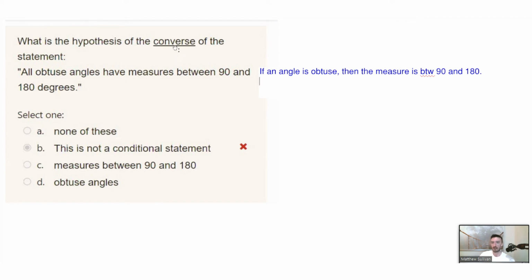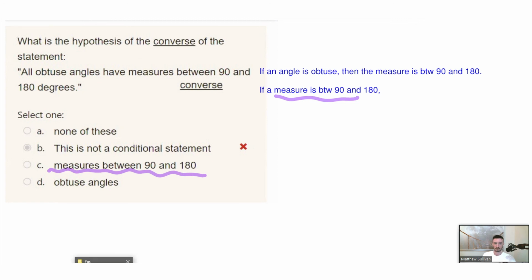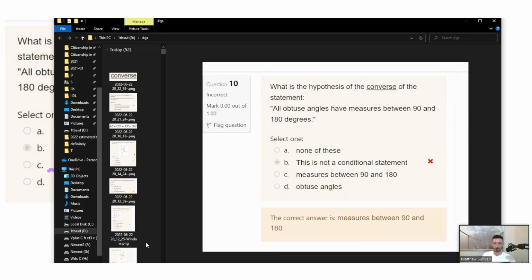But then if we want to get the converse of that statement, what would it be? If a measure is between 90 and 180 degrees, then the angle is obtuse. Right. So the hypothesis of that statement would be the first part, yeah, just this part. Good point. Does that all make sense now? Yeah. I just thought I had to say if and then, but I know it doesn't now. Understood.